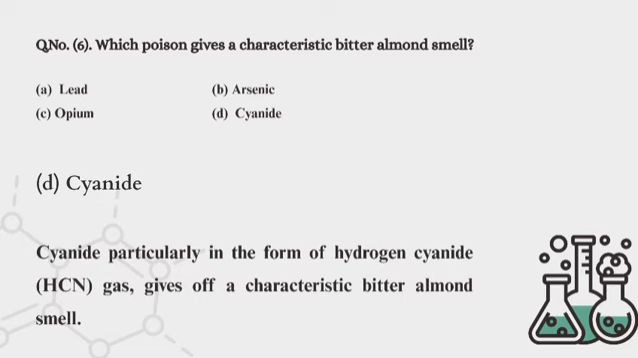Question number 6. Which poison gives a characteristic bitter almond smell? Option A. Lead. B. Arsenic. C. Opium. D. Cyanide. So the correct answer is option D. Cyanide. Cyanide, particularly in the form of hydrogen cyanide gas, gives off a characteristic bitter almond smell.